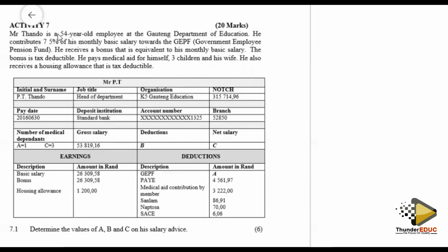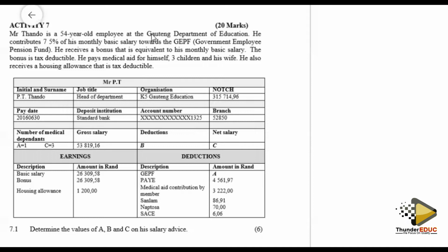All right, Mr. Tabo is a 54-year-old employee at the Gauteng Department of Education. He contributes 7.5% of his monthly basic salary towards the GEPF, which is the Government Employee Pension Fund. He receives a bonus that is equivalent to his monthly basic salary. The bonus is tax deductible. He pays medical aid for himself, 3 children, and his wife. He also receives a housing allowance that is tax deductible.